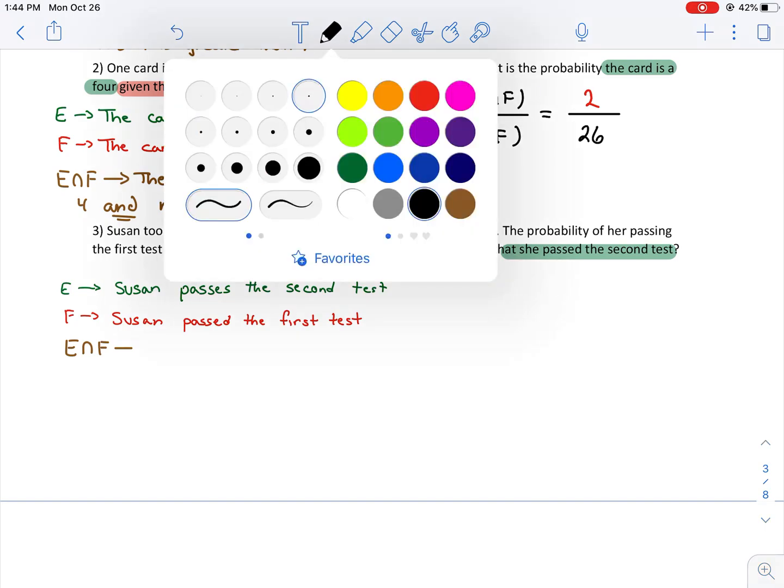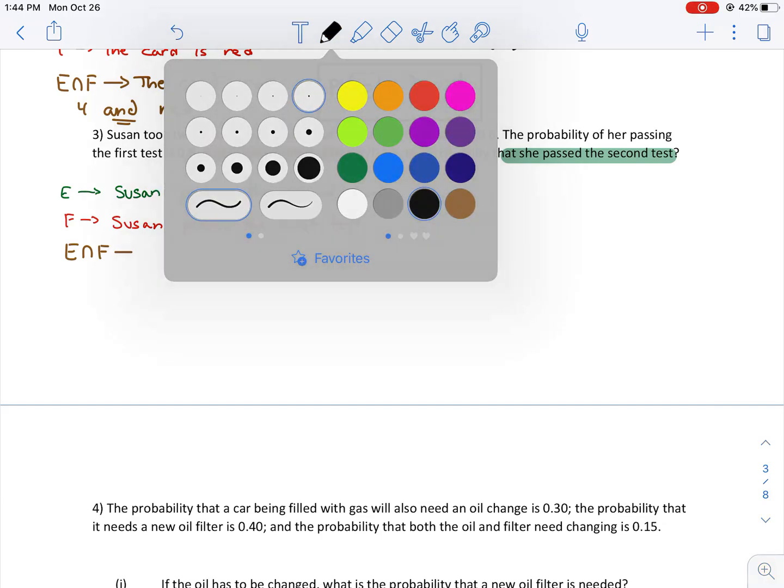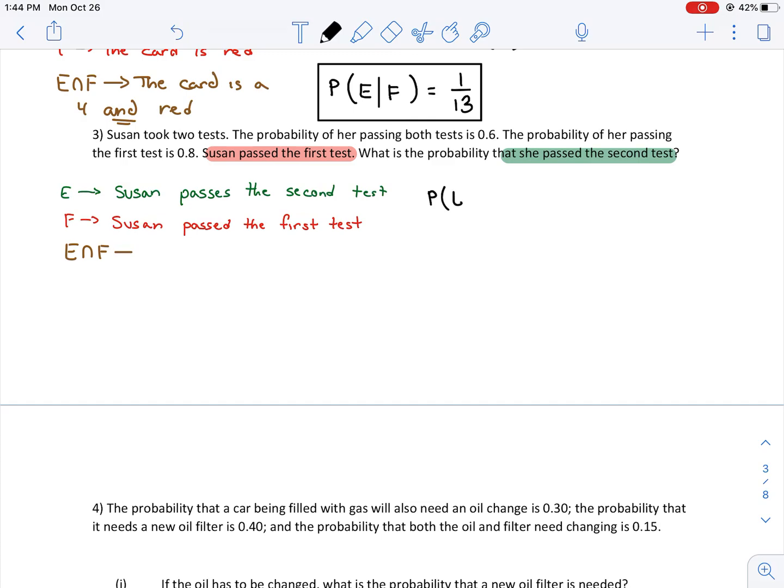Okay, on to the last example. Susan took 2 tests. The probability of her passing both tests is 0.6. The probability of her passing the first test is 0.8. Susan passed the first test. What is the probability that she passed the second test? Okay, so again, we want to find the probability of E given F, and event E and F have already been identified. So E is the event Susan passes the second test. F is the event Susan passed the first test.